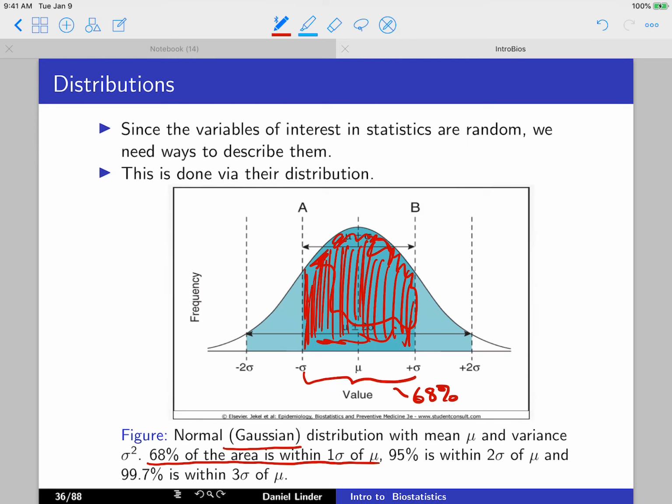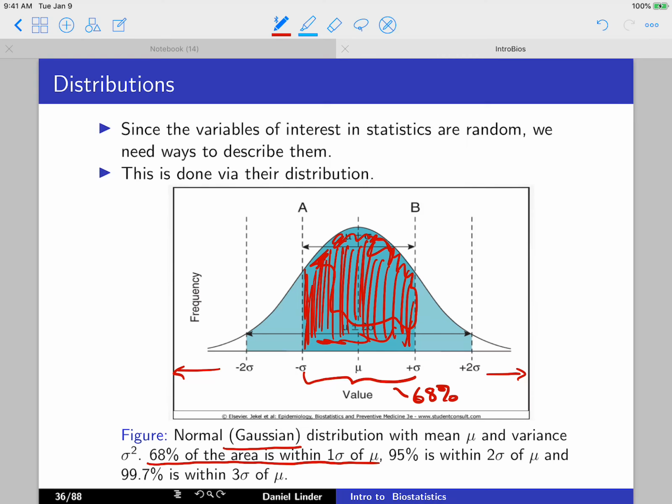Of course, you can probably guess, since this is a distribution, it has to encompass all the possible values of the random variable. So if you could calculate all the area going from way back here in the negative numbers to way up here in the positive numbers, the total area underneath this curve should be 1, or 100% of the area. So for the Gaussian distribution, 68% of that total area is within 1 standard deviation of the mean.